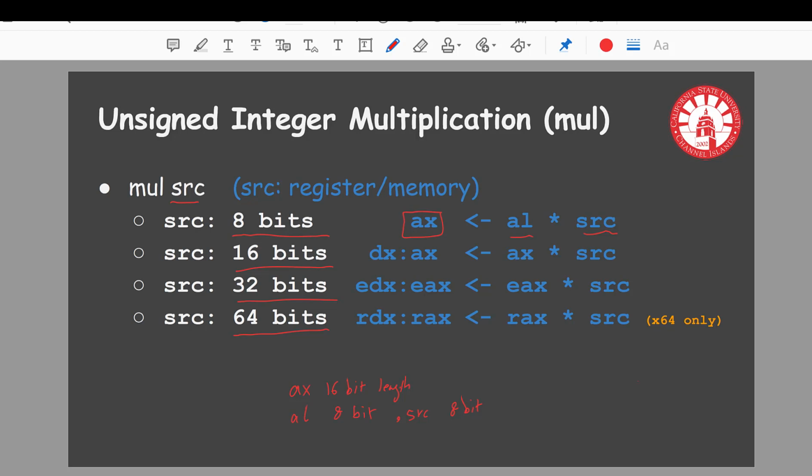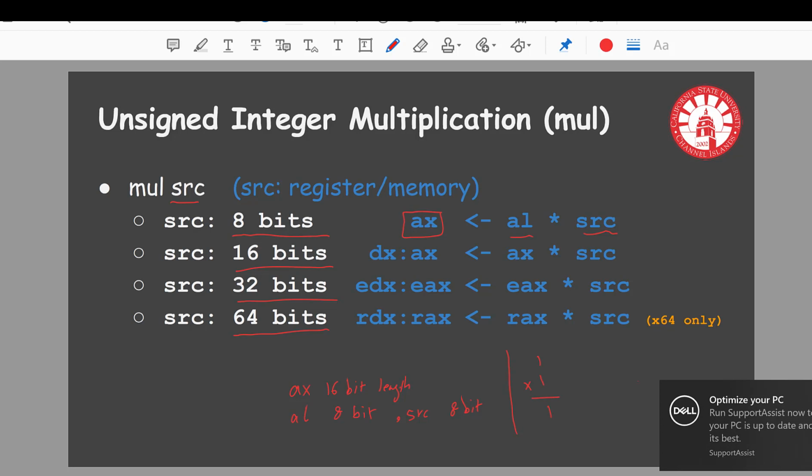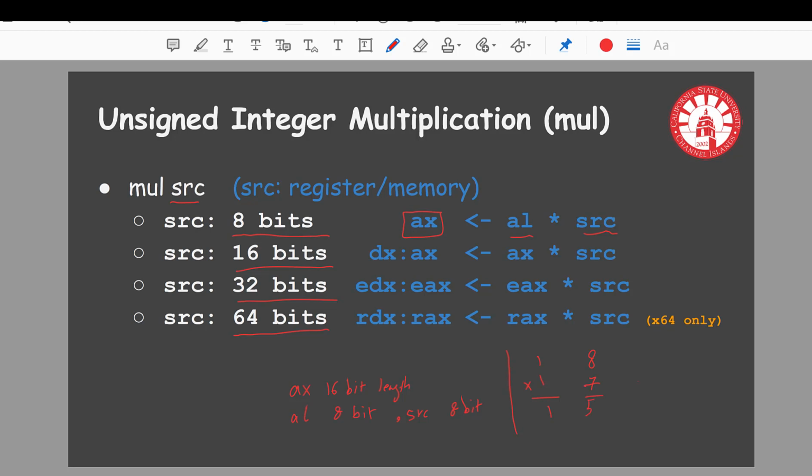The reason is that when you multiply two numbers, you have to consider the worst case scenario in terms of the number of digits. So for example, for multiplication of two decimal numbers, you could have 1 multiplied by 1 and the result is 1. And then you could have, for example, 8 multiplied by 7, which is 56, and then the maximum number could be 9 multiplied by 9, which is 81.